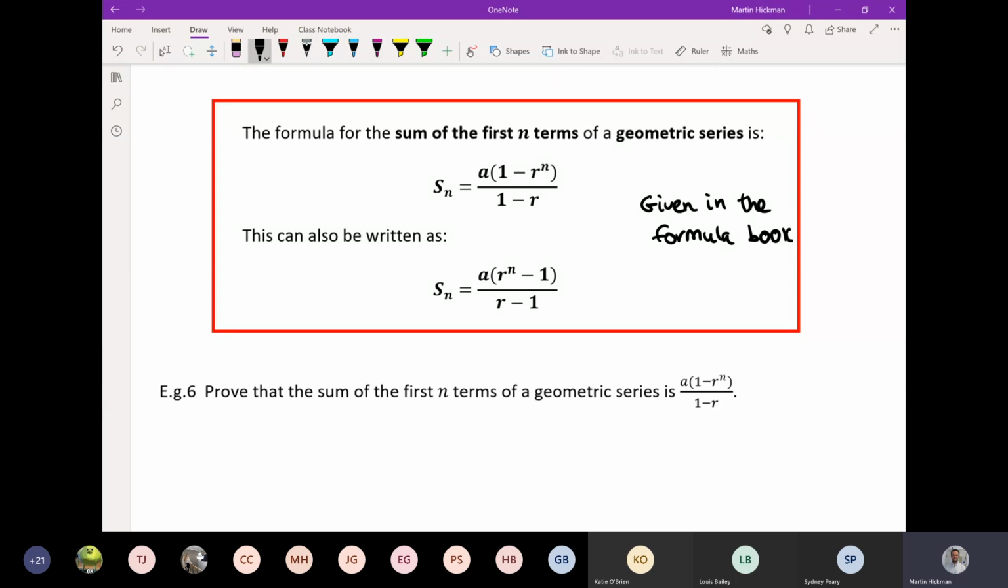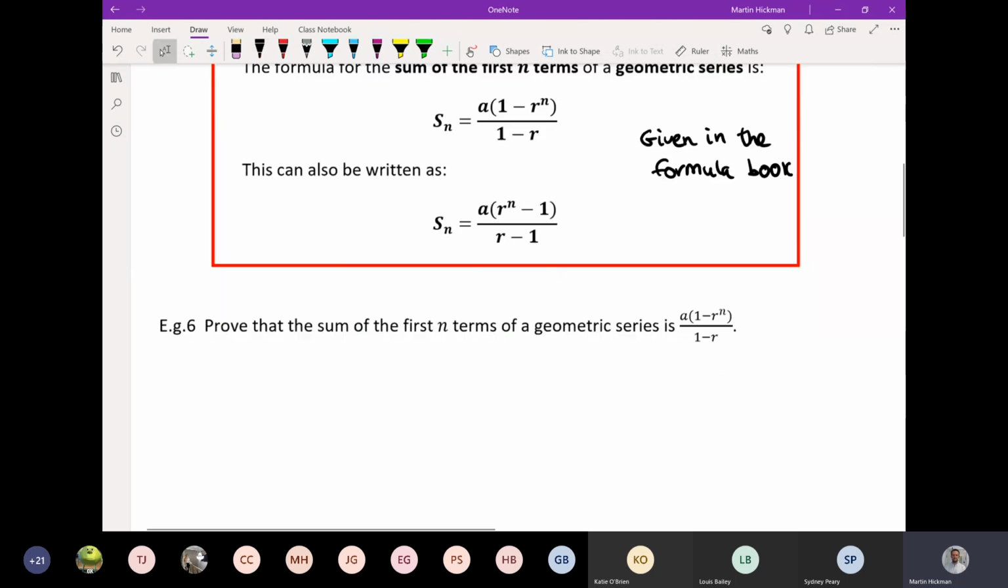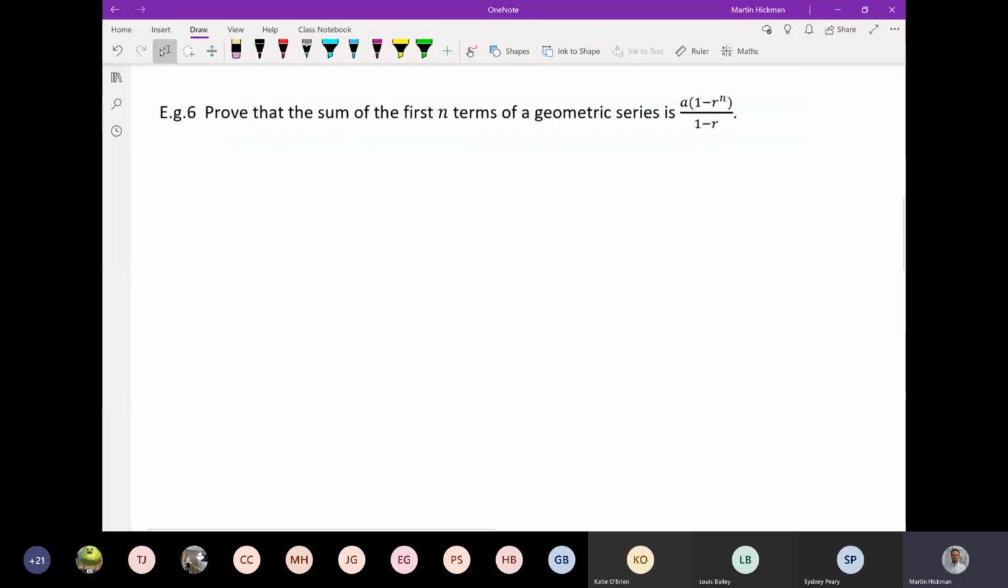I can't remember which form it's given in the formula book off the top of my head. But either we can do it as a(1 - r^n), or the 1 - r^n bit in the bracket, divided by 1 - r, or it might be given as the version where you multiply the numerator and denominator by -1. So these two will both give you the same answer. It doesn't really matter which one you use, just as long as you're consistent and you've always got this the right way round. Okay, that is important, that you've got the signs the right way round. So let's go straight ahead and prove it then.